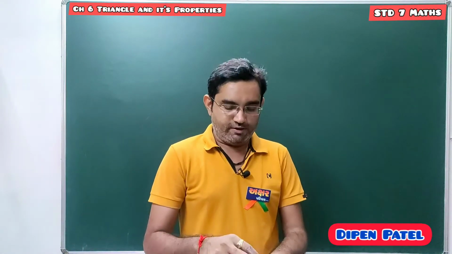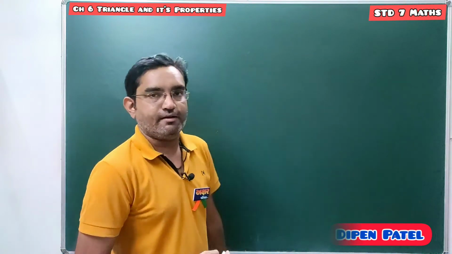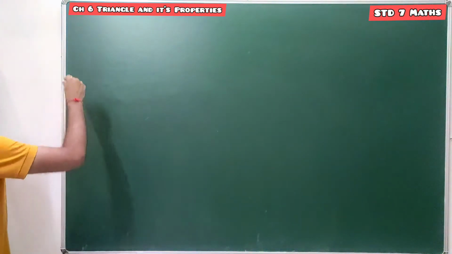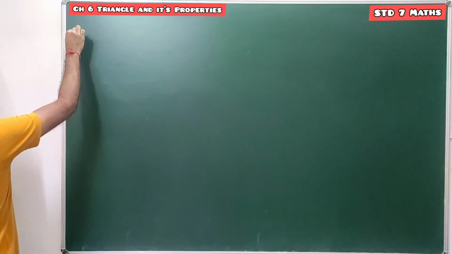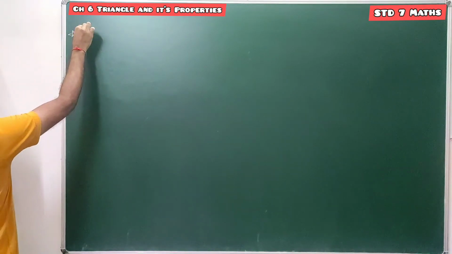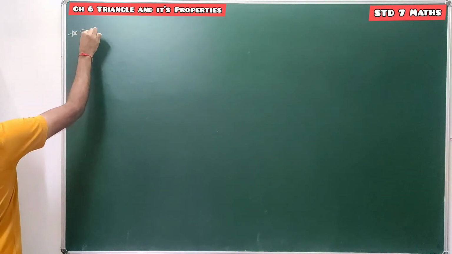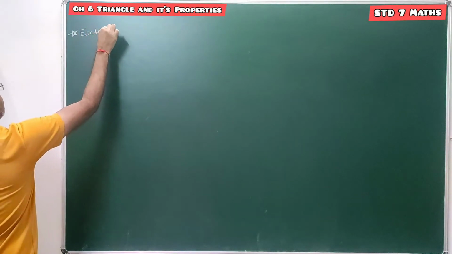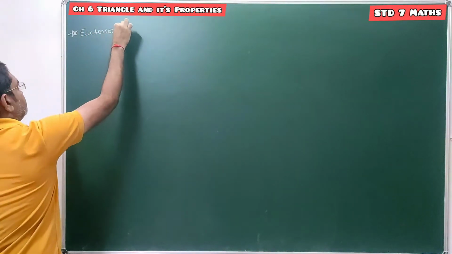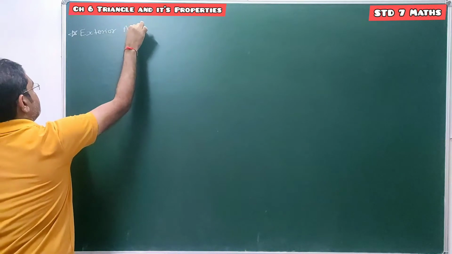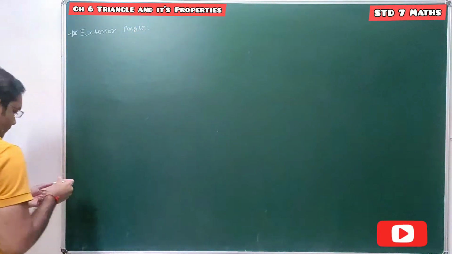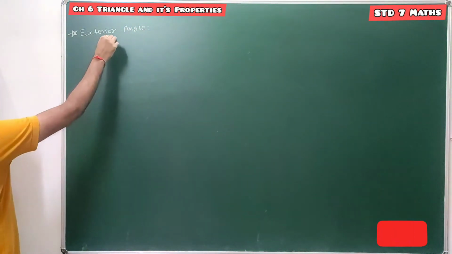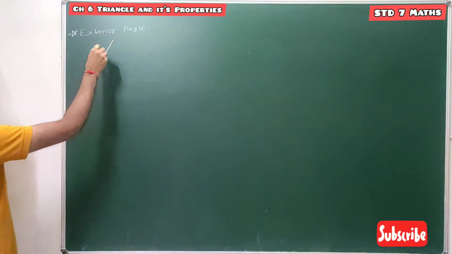In this video we are going to discuss the exterior angle of a triangle, its exterior angle and its property. So first we have to discuss the exterior angle. For that, let us consider one triangle ABC.